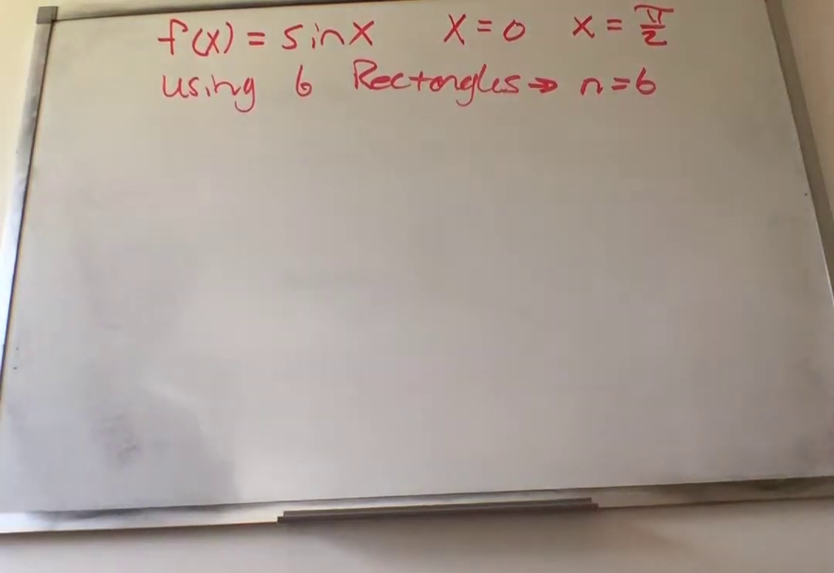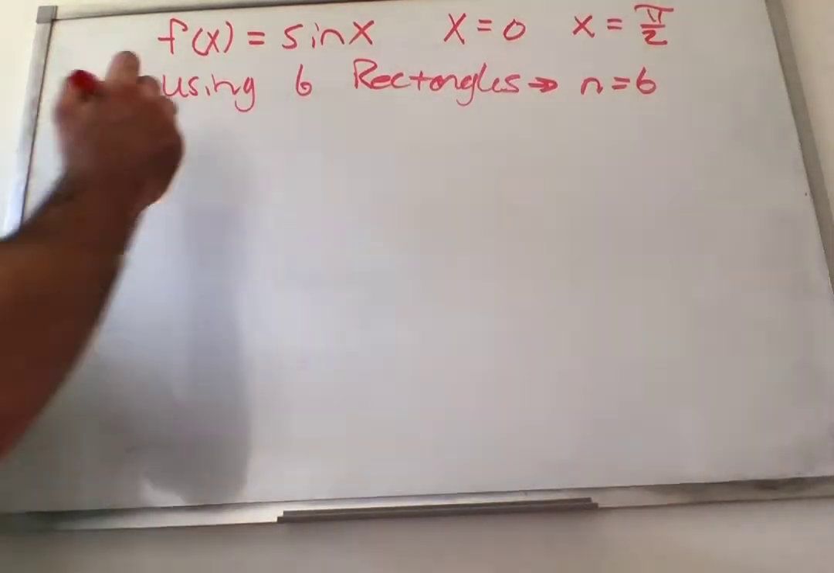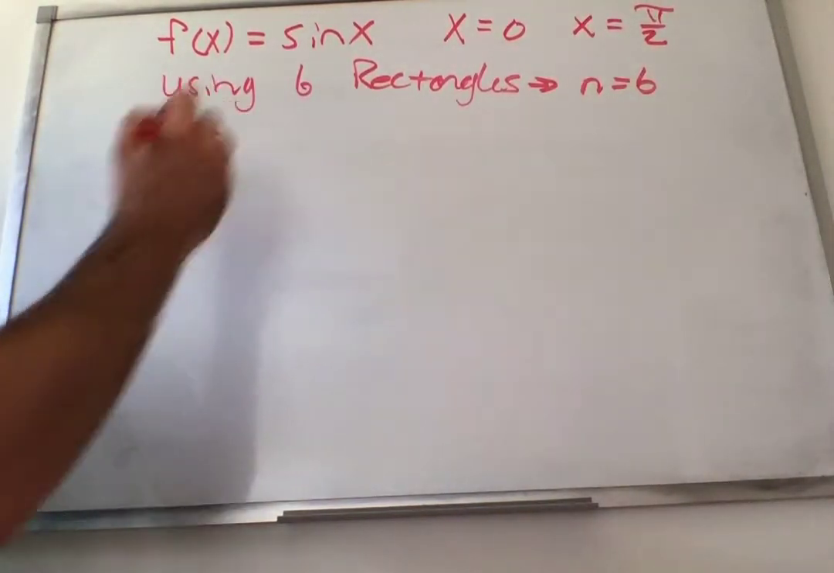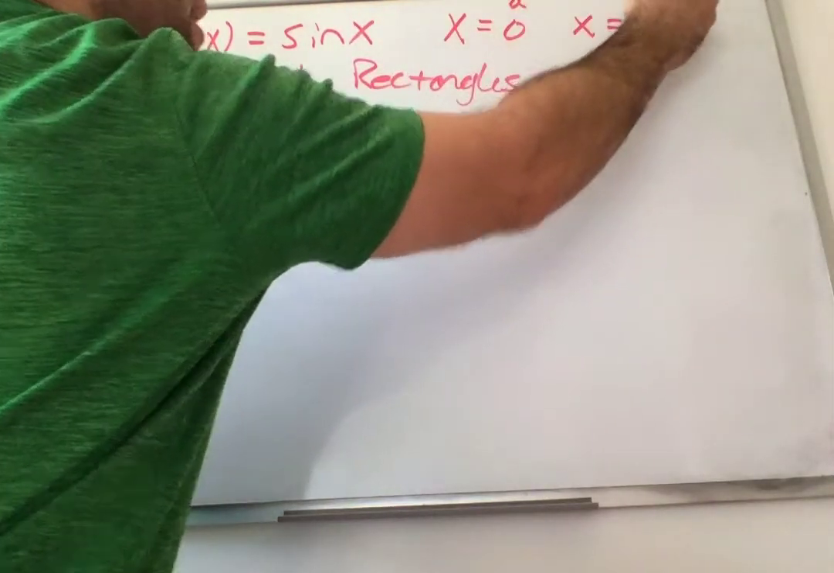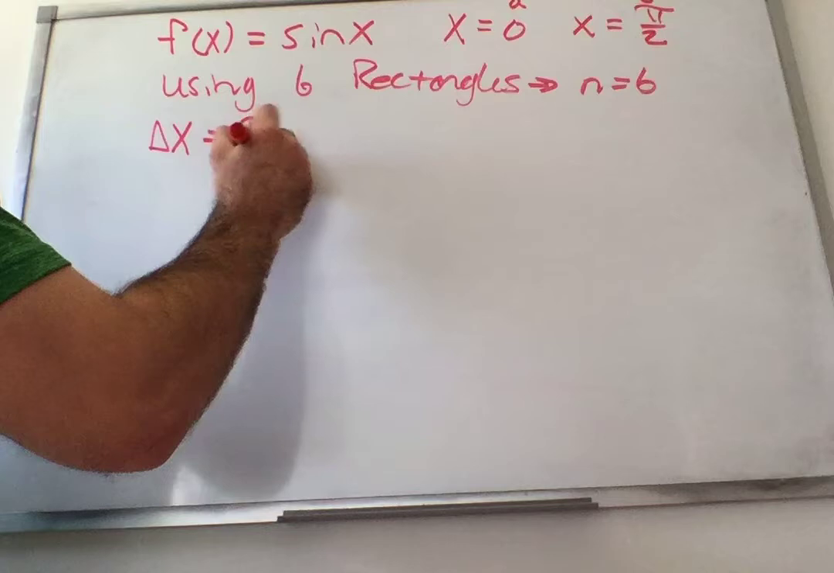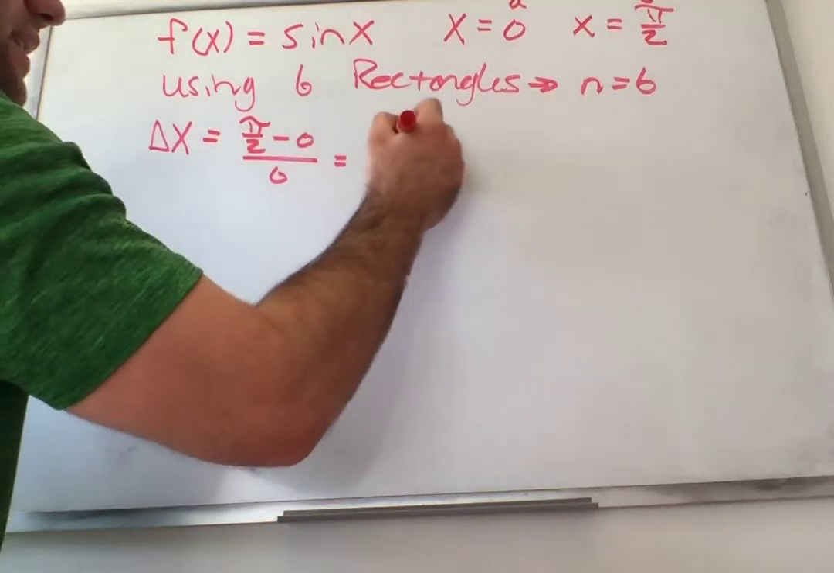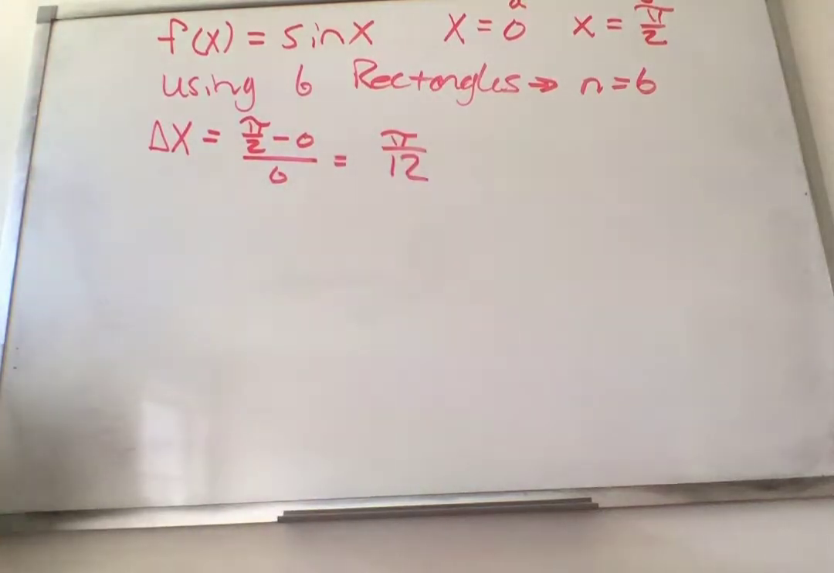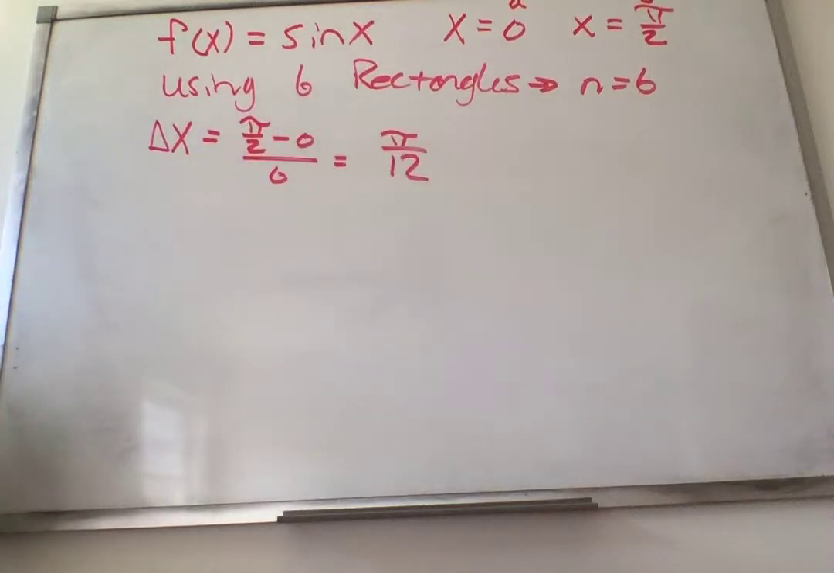So first, let's go ahead and try to draw a picture here. Let's find our delta x. Delta x is, let's see, this is my a, this is my b, so pi over 2 minus 0 divided by 6, that's pi over 12. So each interval is going to be a length of pi over 12.